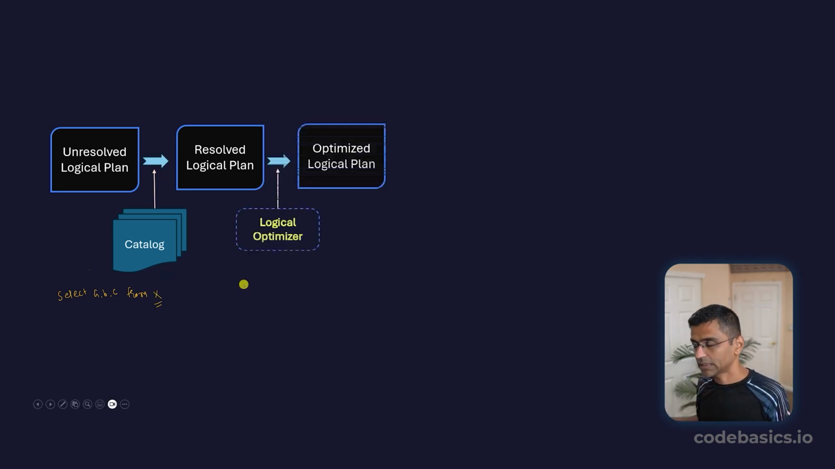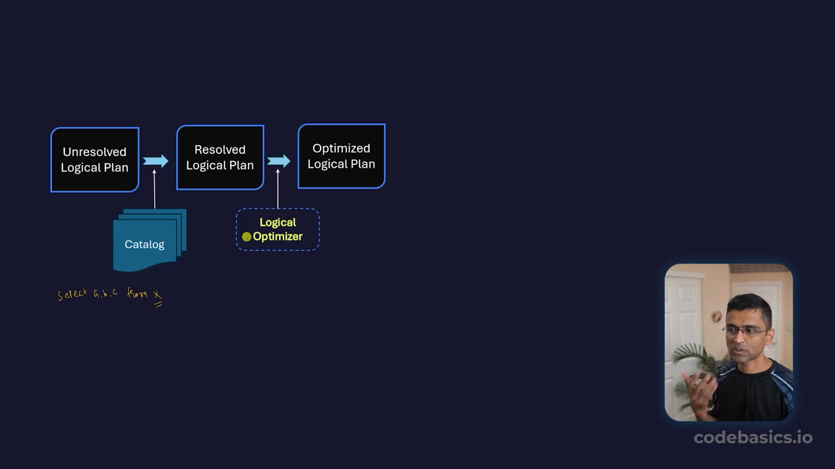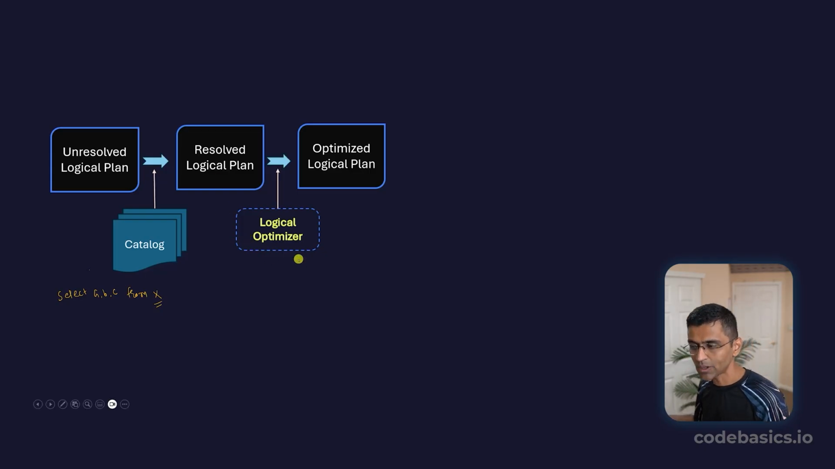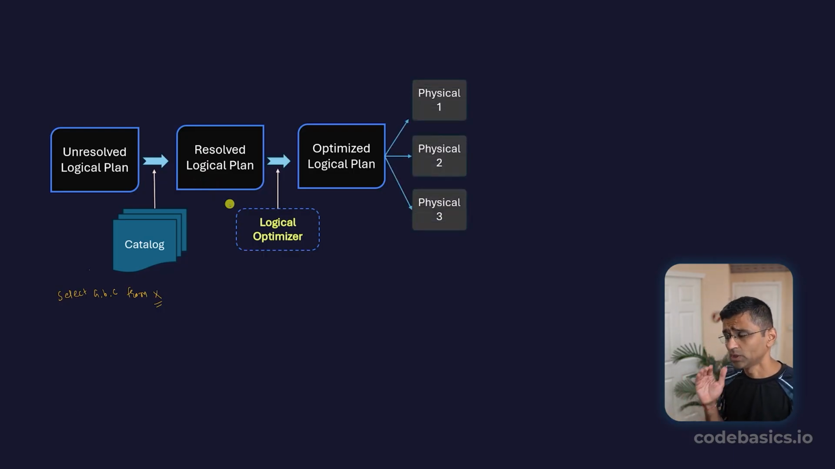After that, it will create an optimized logical plan using the logical optimizer. Similar to how you optimize your SQL queries, you will optimize your resolved logical plan, and I'll show you exactly what it does underneath. Then you convert that to a physical plan. Physical plan is basically how do I take this query and distribute it to my multiple nodes so that I can get the best results in a minimum amount of time.